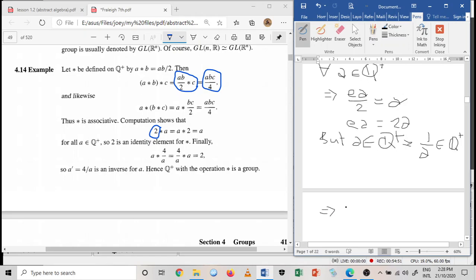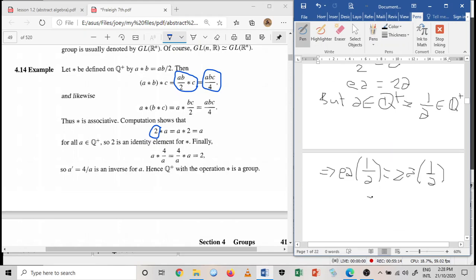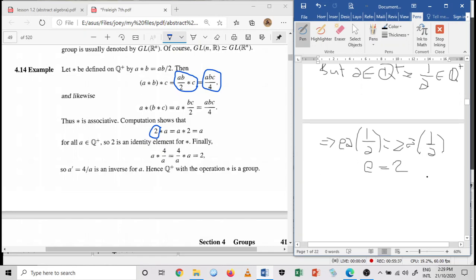If we multiply both sides of this equation by 1 over A, so that would mean that EA multiplied by 1 over A will be equal to 2A multiplied by 1 over A, which will give E equals 2. Before we check whether or not such element would satisfy the property of being an identity element. Okay, so we now have here an initial value for E. Say initial because we are not yet sure. Okay, so we need to check.